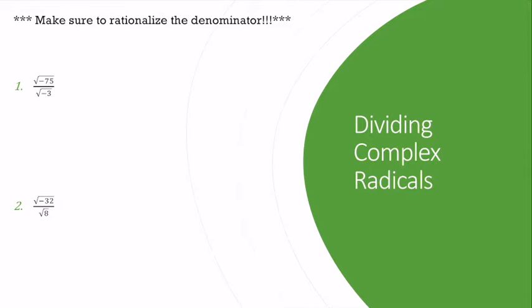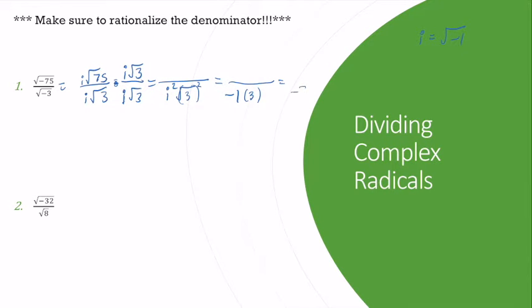Remember, when we're dividing complex radicals, we still have to rationalize the denominator, right? i equals the square root of -1. So if I have i square root of 75 over i square root of 3, that's going to have to be multiplied by i square root of 3 over i square root of 3 because i is a radical. That gives me i squared square root of 3 squared, which is -1 times 3, so -3.